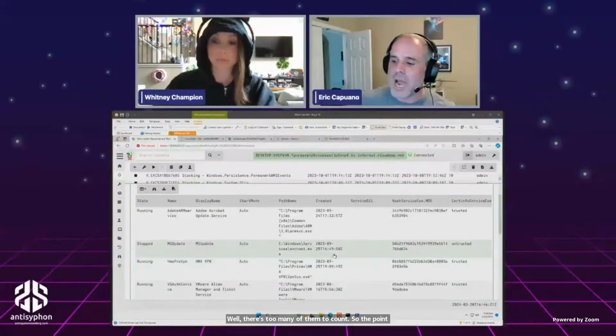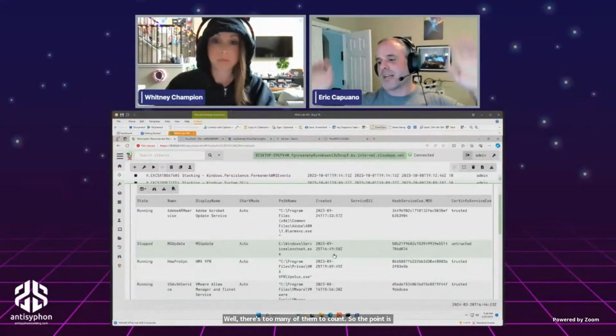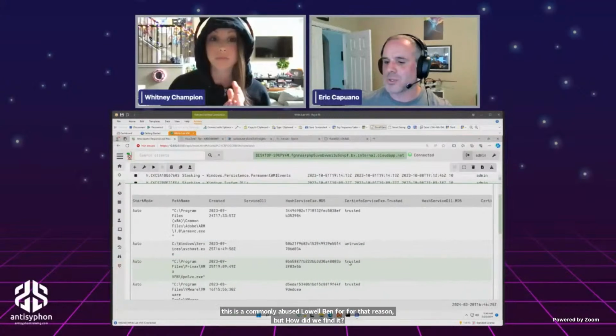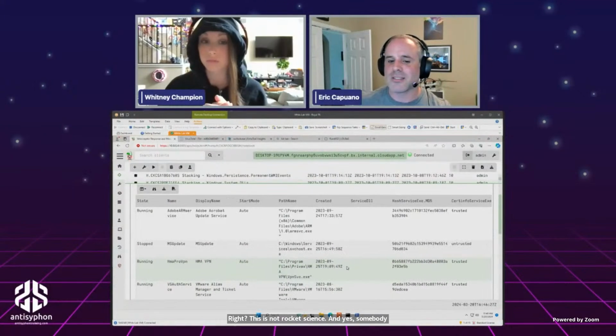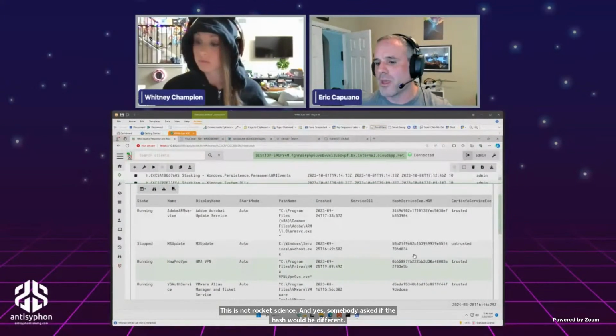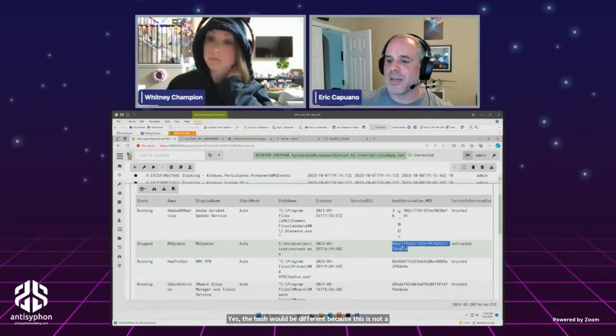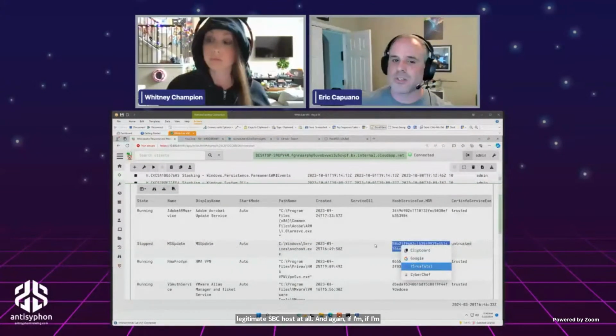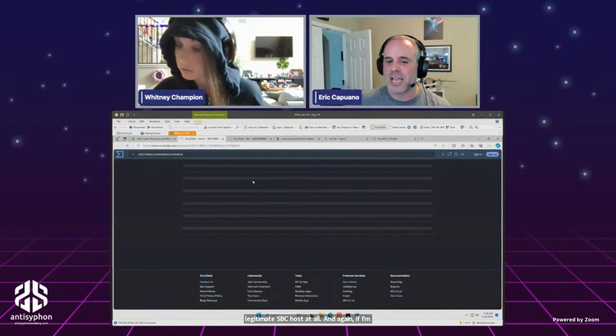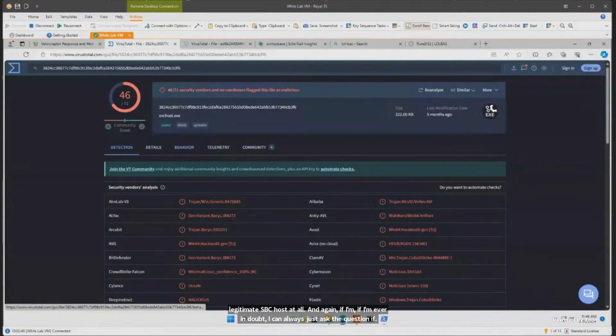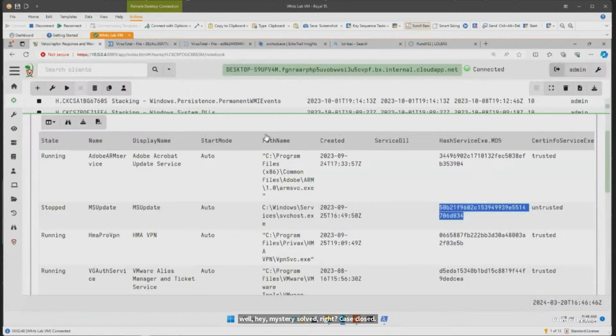But how did we find it? Right? This is not rocket science. And yes, somebody asked if the hash would be different. Yes, the hash would be different because this is not a legitimate svchost at all. And again, if I'm ever in doubt, I can always just ask the question if open source intelligence has this file. Oh, well, hey, mystery solved, right? Case closed. I query the hash, and apparently 46 AV engines say this is no good.